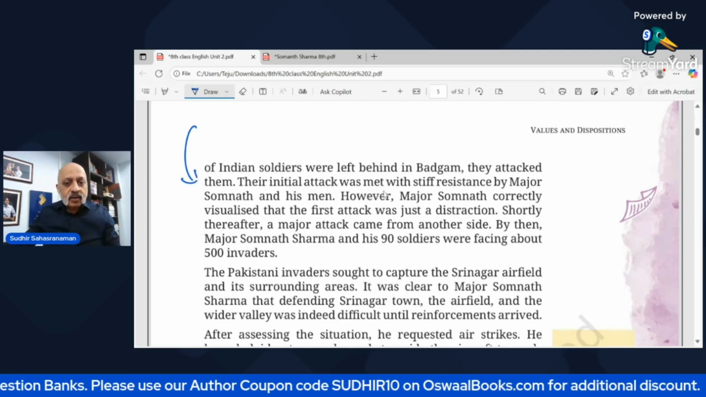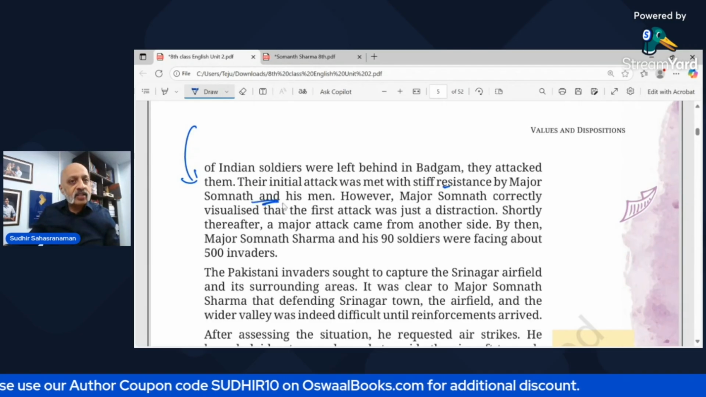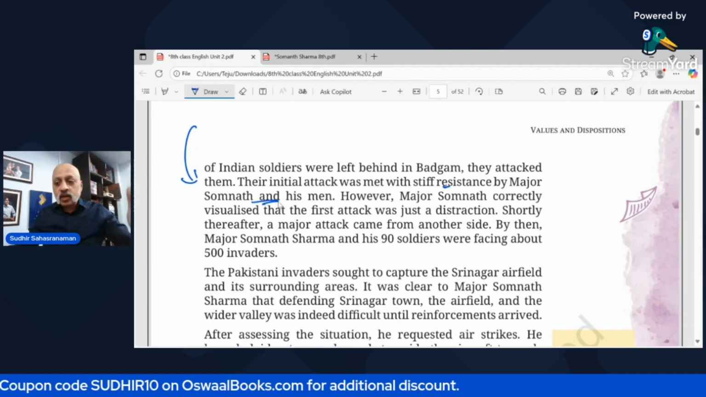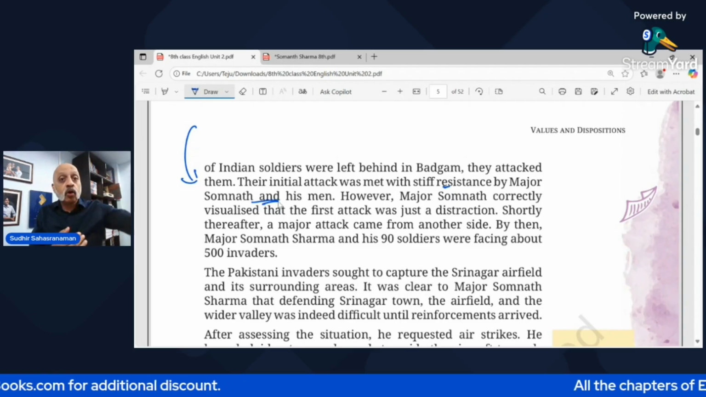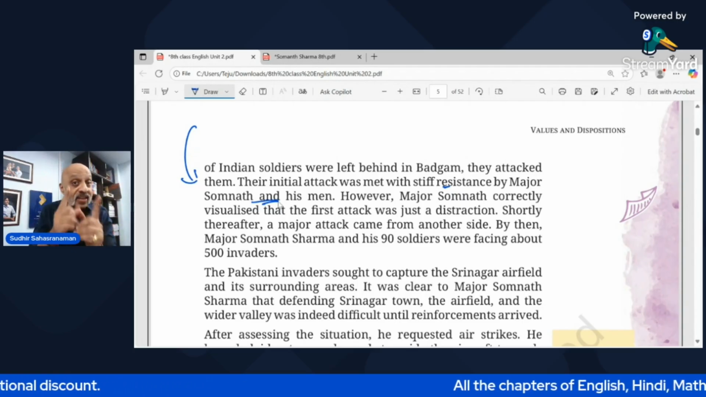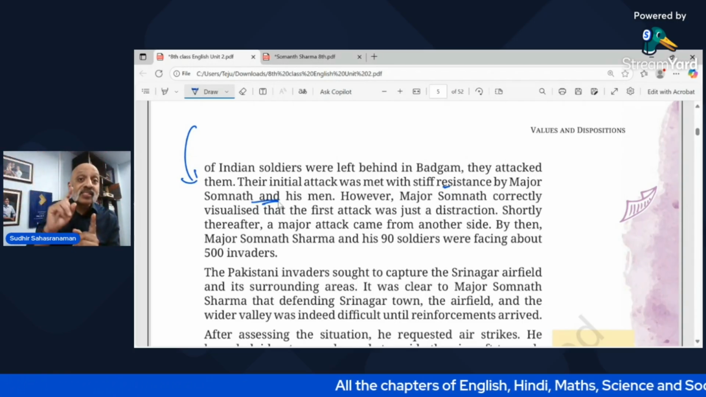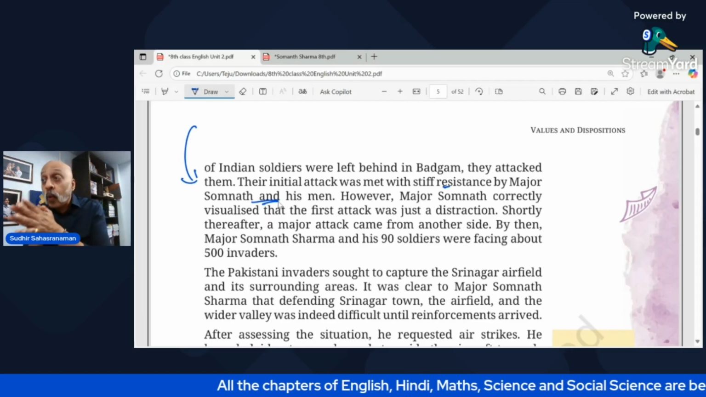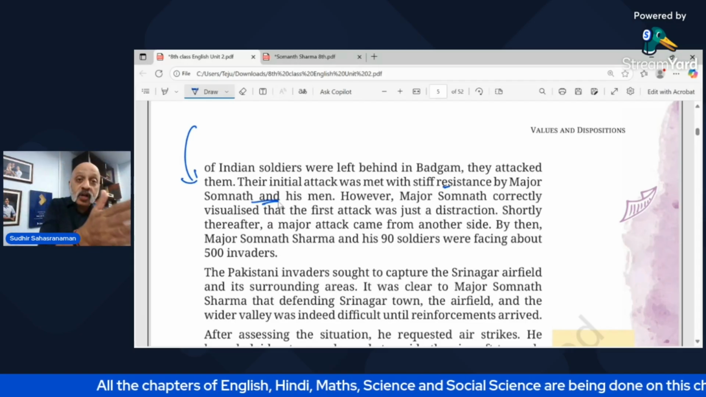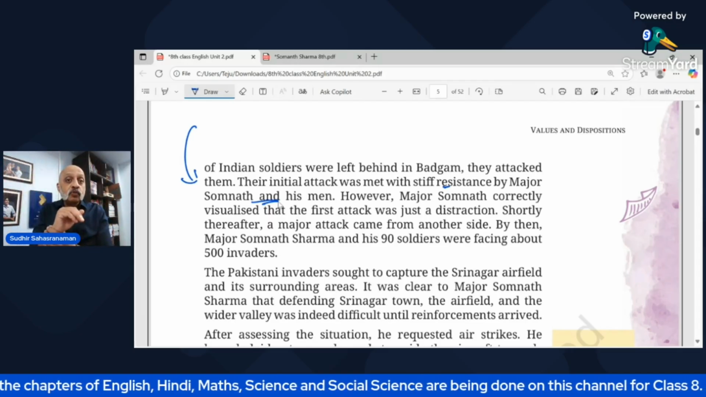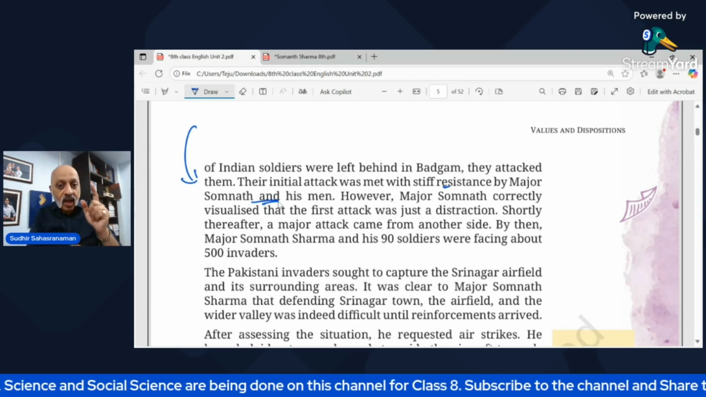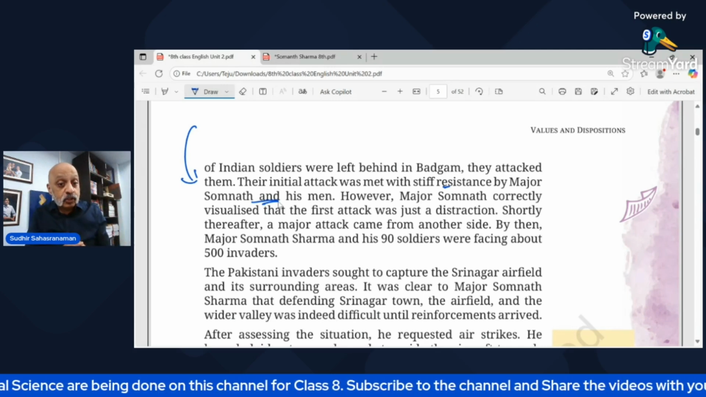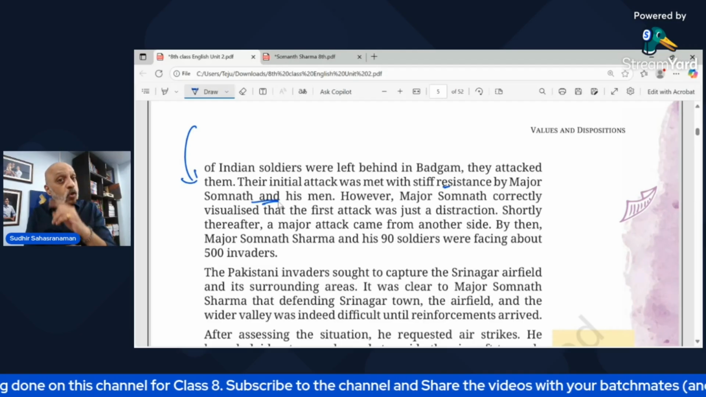When they attacked, Major Somnath Sharma and his men returned fire. They did not say, Ake Mardo. No, they returned fire. So there was a lot of exchange of fire. So the eerie silence was correct, which means these guys were there hiding, waiting for an opportunity to target when most of the companies would have left. Only the last company left, then attack these 90 men. However, Major Somnath correctly visualized that the first attack was only a distraction.